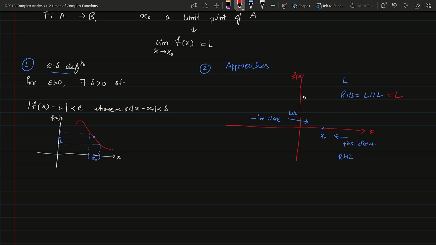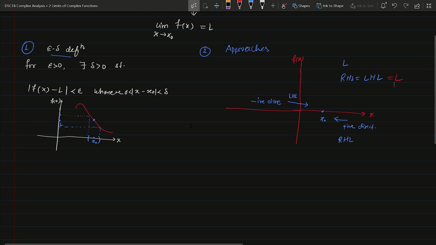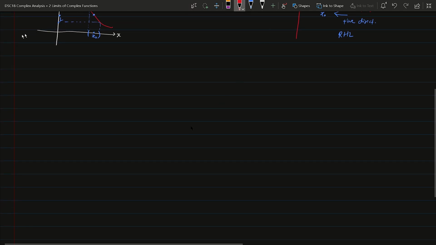So let us start with the epsilon delta definition of limit of a complex function. Then we will talk about the approaches, and then we will see where the approaches are applicable in the complex plane. Okay, so let us start with the epsilon delta definition of limit of a complex function.